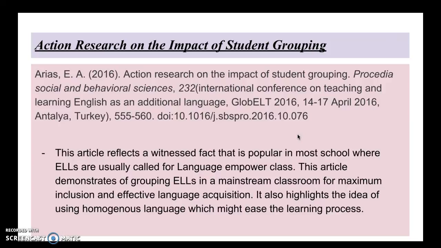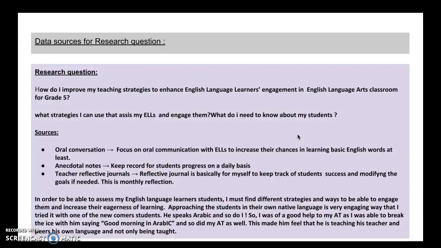Research on the impact of students' grouping. This article reflects a witnessed fact that is popular in most schools, where ELLs are usually called for a language empowered class. This article demonstrates grouping ELLs in a mainstream classroom for maximum inclusion and effective language acquisition. It also highlights the idea of using homogeneous language grouping, which might ease the learning process.